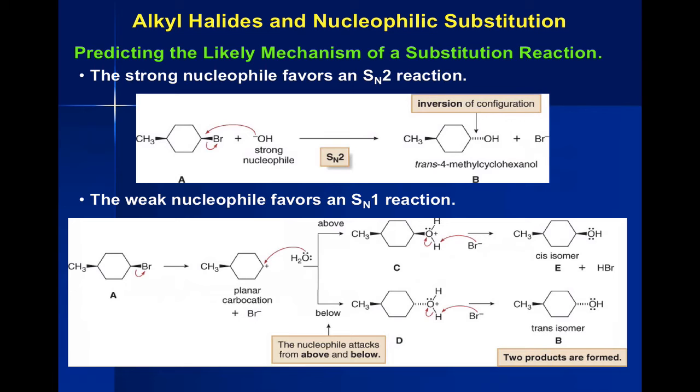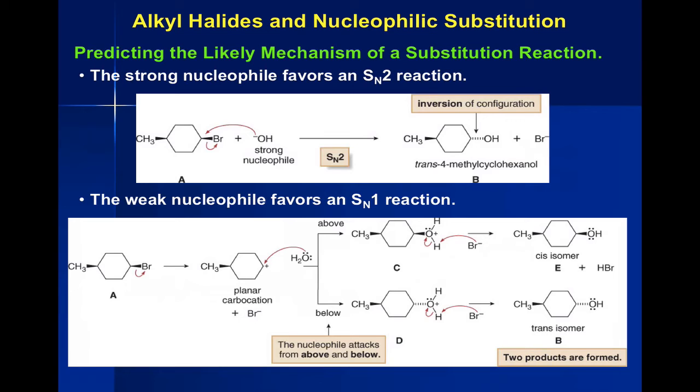SN2 is more favorable when you have strong nucleophiles and primary, secondary, or methyl alkyl halides. Here, we have the same electrophile, but now what kind of nucleophile do we have? We have a weak one, so it can't come in and do an SN2 reaction. It has to wait for the leaving group to leave. So the leaving group leaves, and we end up with a secondary carbocation, which is okay.